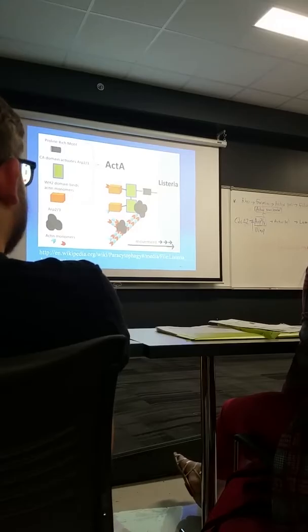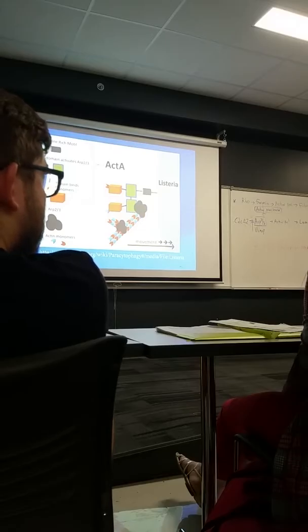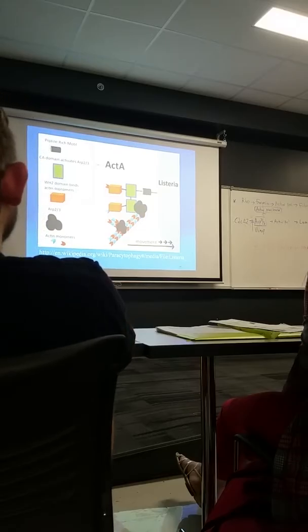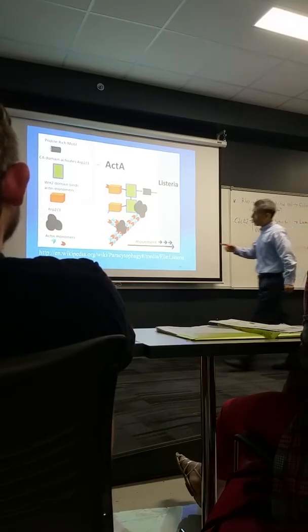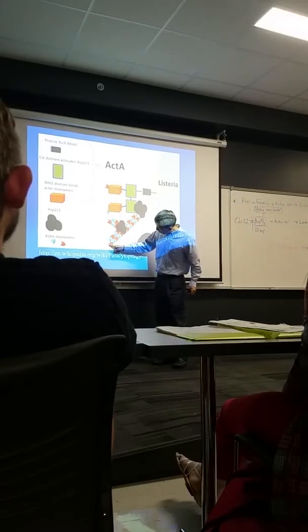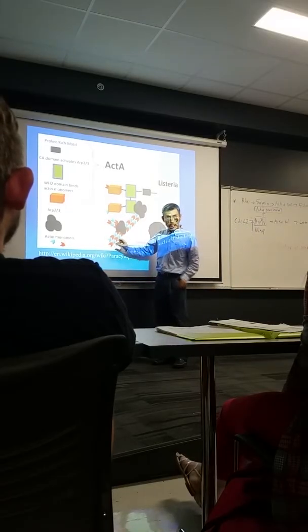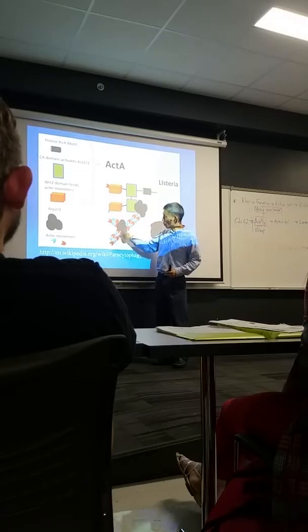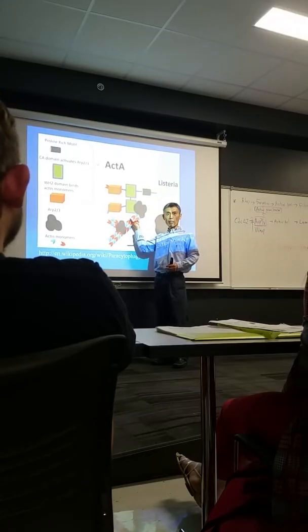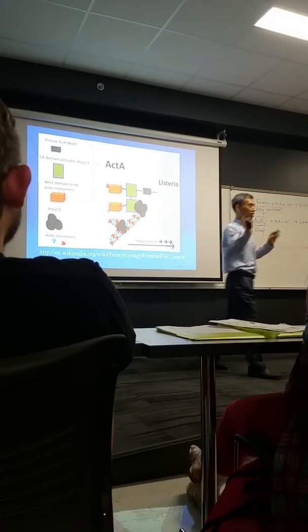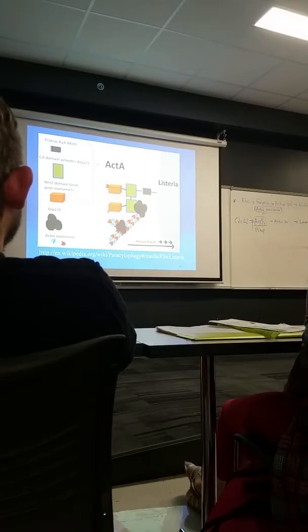I just feel like the diagram is not properly drawn. This is the barbed end, and this is the negative end. The barbed end should be located there, and the negative end there. But you just want to know where it's possible.